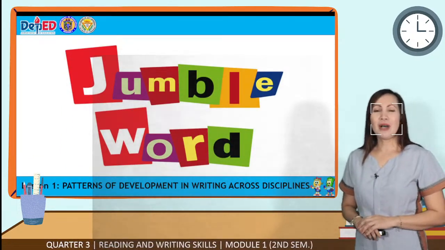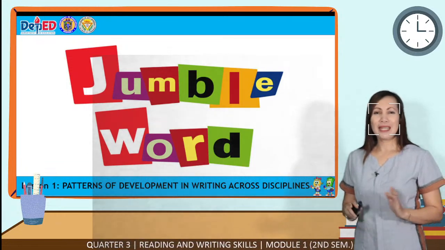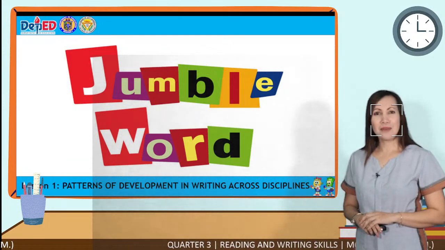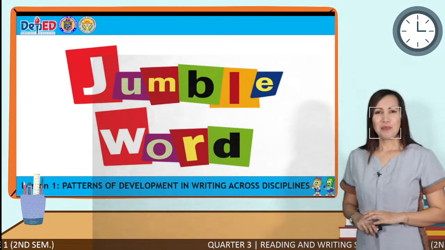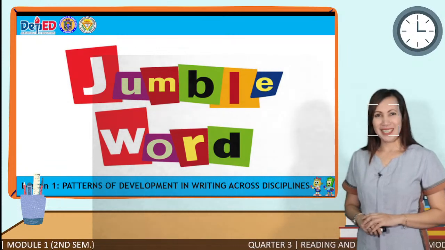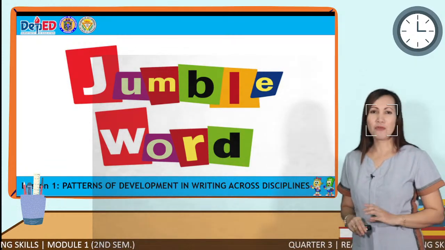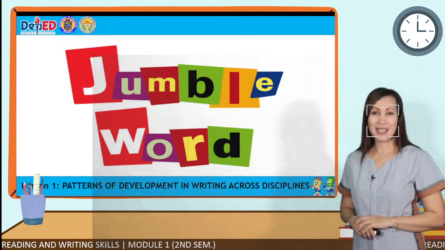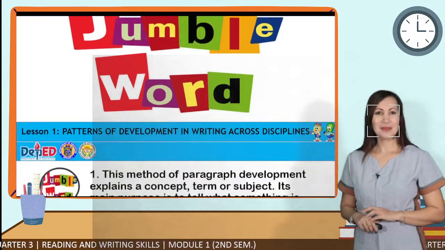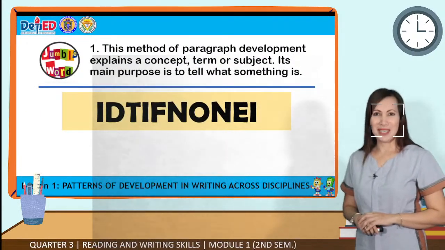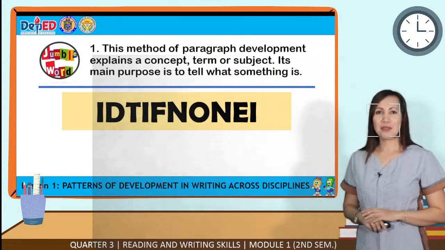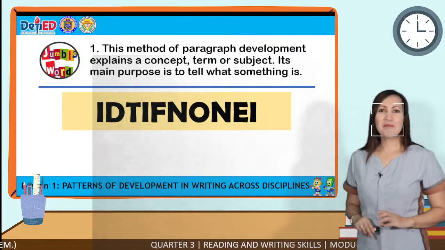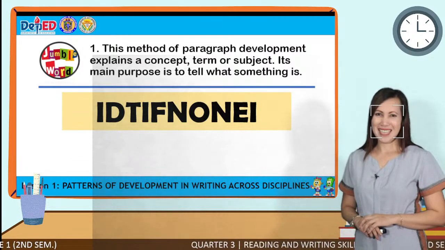Before heading on to our lesson, let's check first what you already know about the lesson by answering these fun and easy activities. The first activity is jumble word. You are going to arrange the letters to form words related to the lesson, and you also have to use the clues provided in order to answer the activity. So let's start. Number 1. This method of paragraph development explains a concept, term, or subject. Its main purpose is to tell what something is. Can you guess the word?